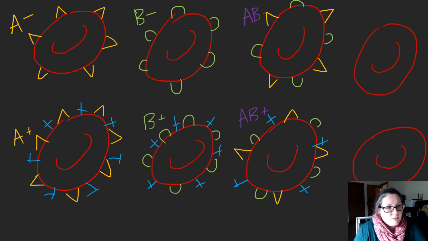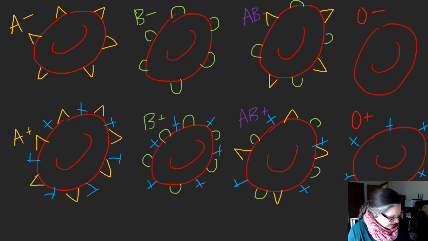And then finally, we have O negative, which has nothing on its surface, and there's also O positive, which has just the Rh surface antigens. I hope that makes that pretty clear. All right.